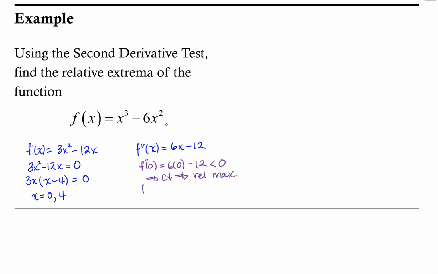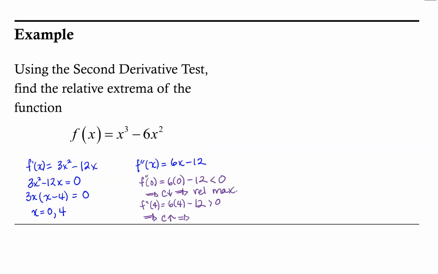And then for our second zero of the derivative, f double prime at 4, we get 6 times 4 minus 12, which is 24 minus 12. 24 is certainly bigger than 12, so this will be a positive value. Because that is positive, we know that the function is concave up at x equals 4, which implies there is a relative minimum at x equals 4.